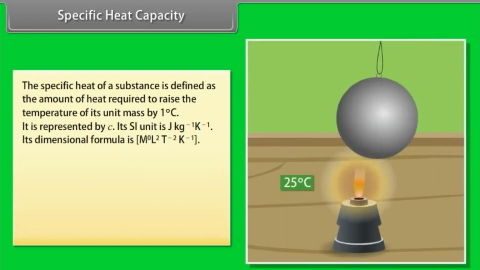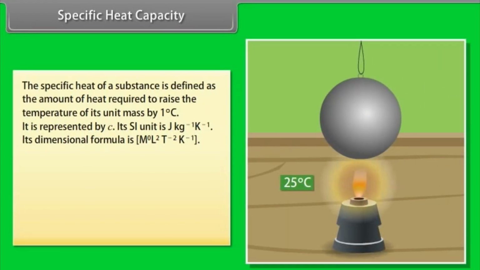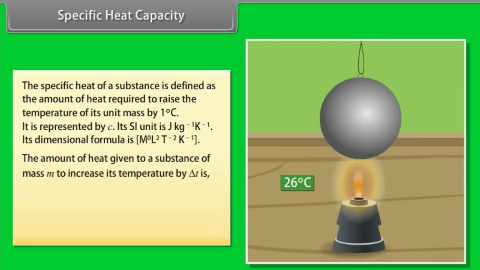Specific heat capacity. The specific heat of a substance is defined as the amount of heat required to raise the temperature of its unit mass by 1 degree Celsius. It is represented by C. Its SI unit is joule per kilogram per Kelvin. Its dimensional formula is M to the power 0, L squared, T to the power minus 2, K to the power minus 1.